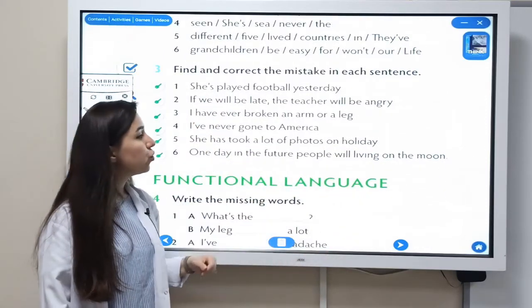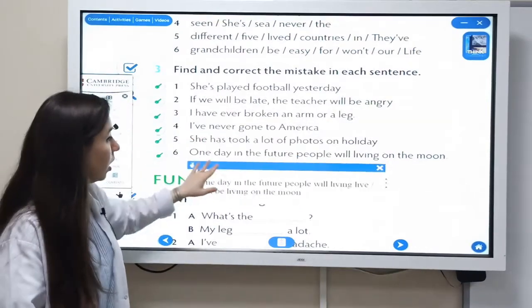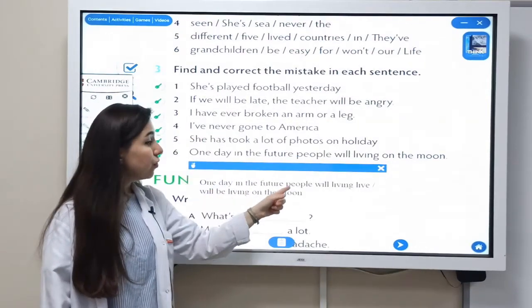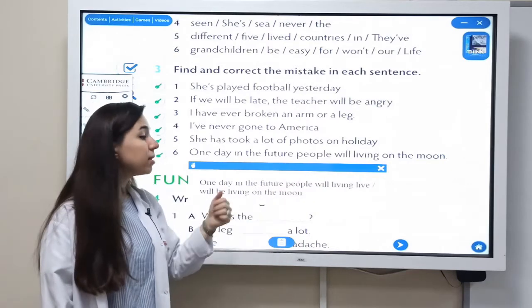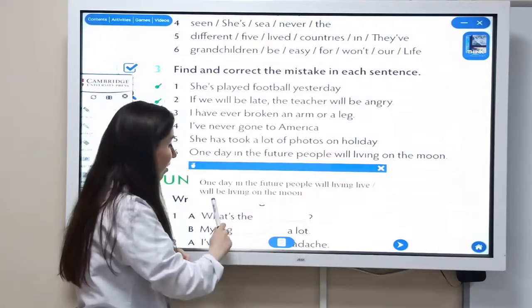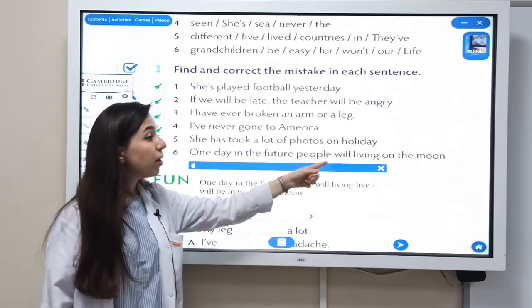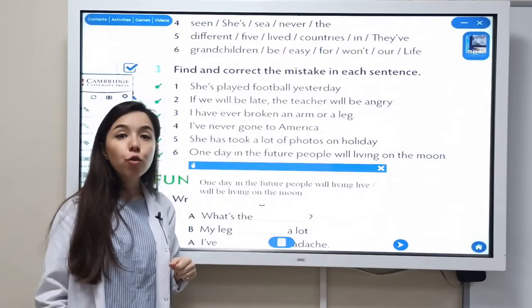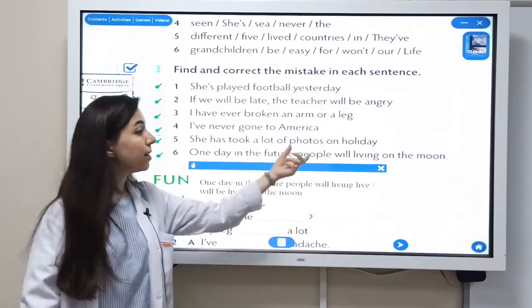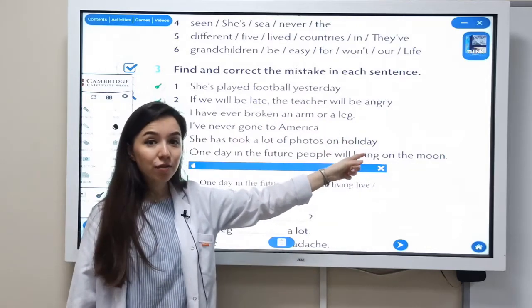And now come here, the last one. One day in the future, people will living on the moon. We don't have. One day in the future, people will live on the moon or will be living on the moon. When we want to make the future form with ing, we should write will or won't plus to be verb plus ing after that.